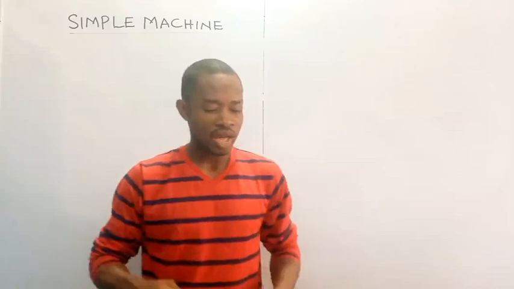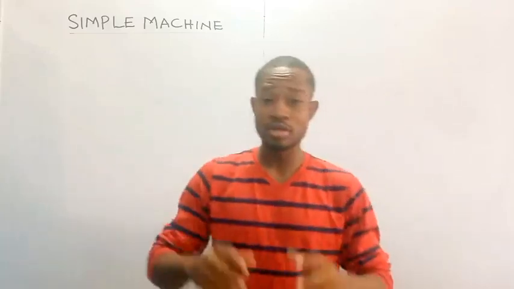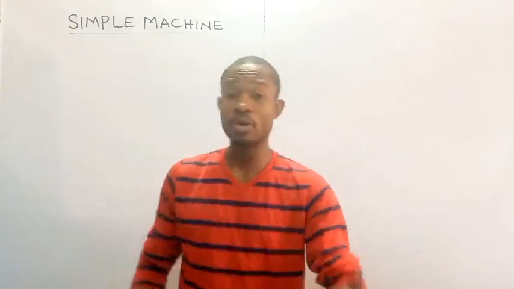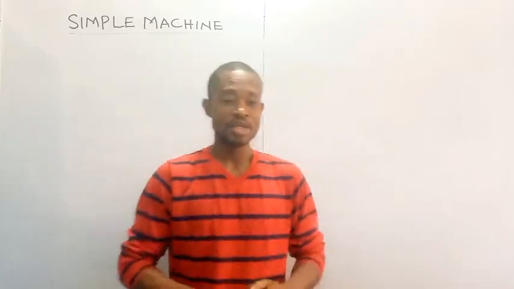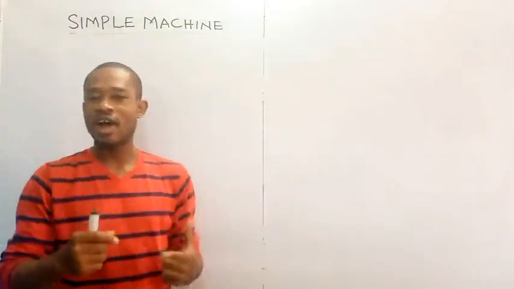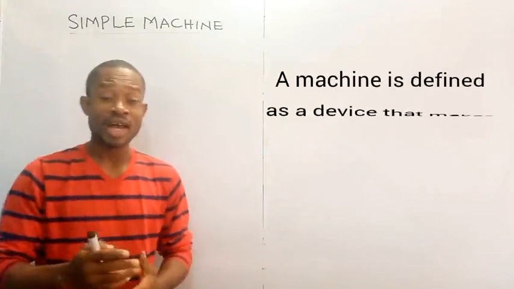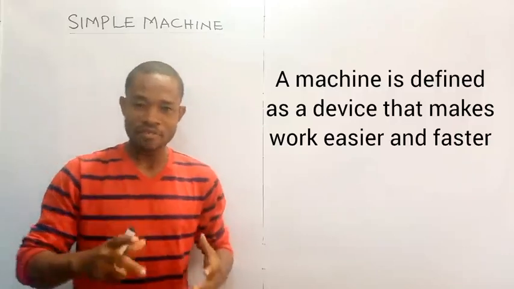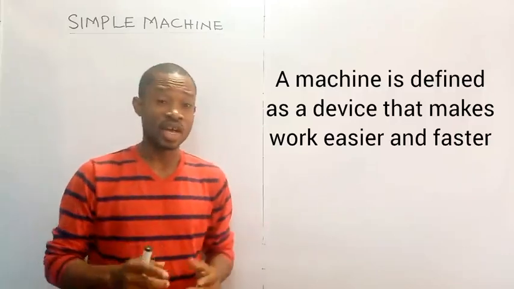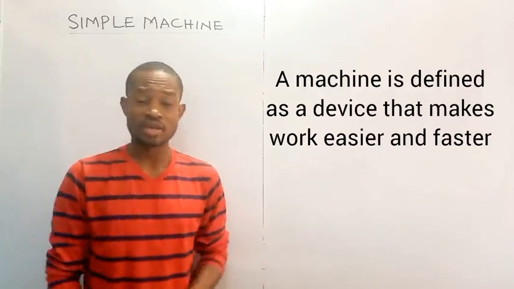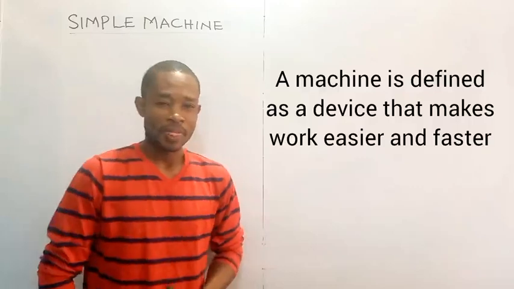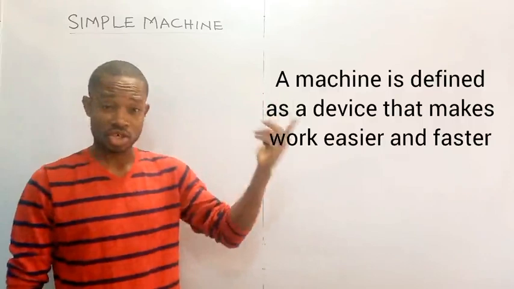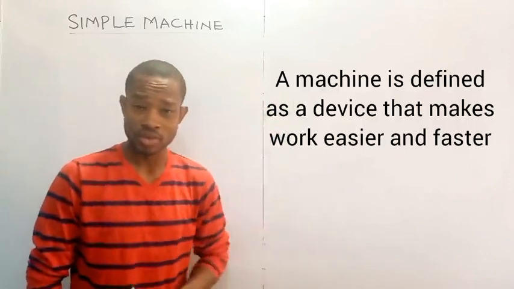And with what you've seen demonstrated, we are going to define simple machine. Are we ready? So a machine is defined as a device that makes work easier and faster. A device that makes work what? Easier and faster. That is simply what a machine is. So you have the definition as shown, so you can copy it down into your notes.